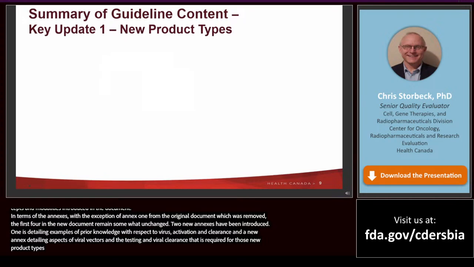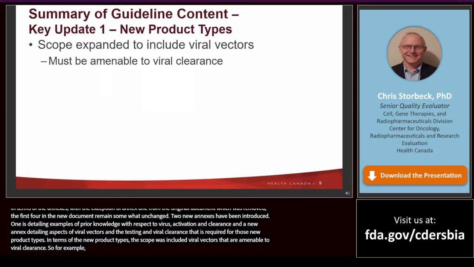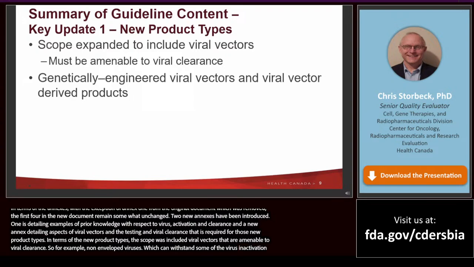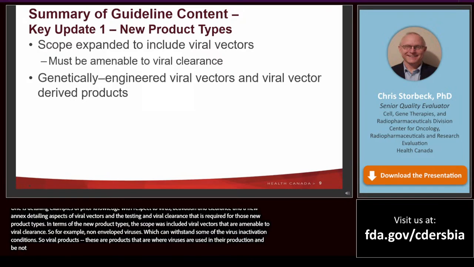In terms of the new product types, key update 1, the scope was expanded to include viral vectors. And these viral vectors are vectors that are amenable to viral clearance. So for example, non-enveloped viruses, which can withstand some of the virus inactivation conditions. Genetically engineered viral vectors and viral vector-derived products. So these are products where viruses are used in their production, and they are not actually the products themselves, the viral vectors.